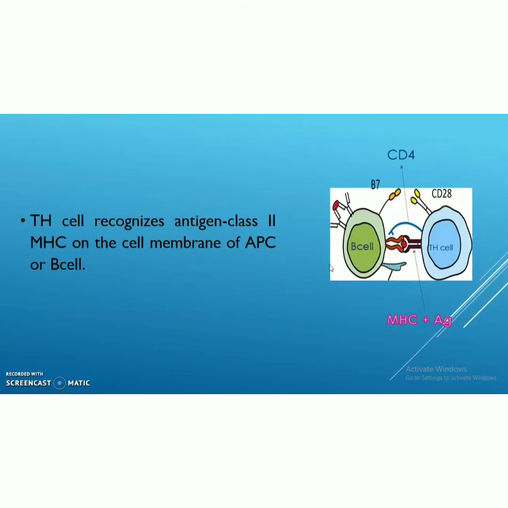In the next step, the T helper cell in the circulation will come and recognize this antigen which is presented along with class 2 MHC molecules. So this is the B cell or an antigen-presenting cell, displaying this antigen on the surface with the help of class 2 MHC molecules, and this T helper cell comes and recognizes this antigen. And this is the second step, that is, the T helper cell recognizes the antigen-class 2 MHC complex present on the surface of the antigen-presenting cell or B cell.